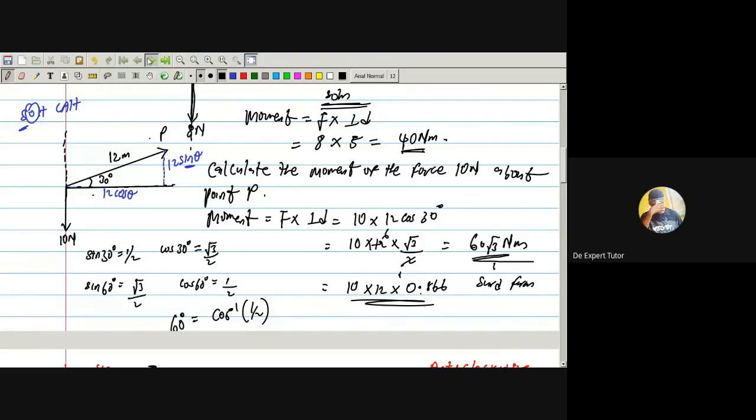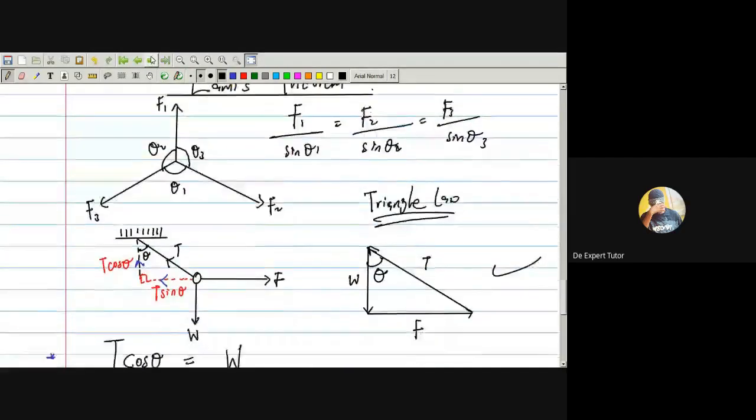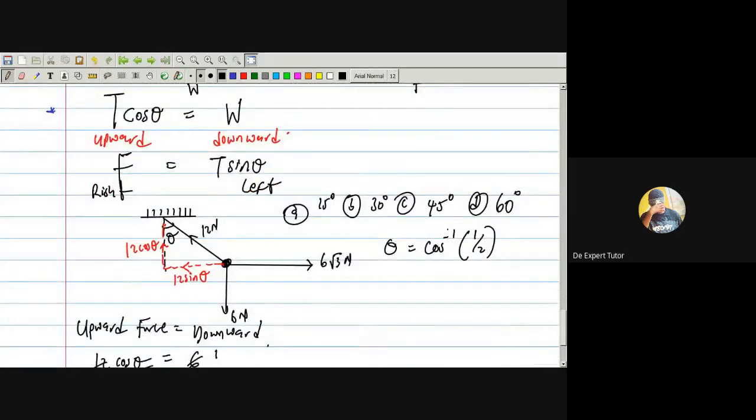Exactly. It means that what I'm having here, arc cos of 1 over 2, is saying: cos of what angle will give you 1 over 2? The answer is 60 degrees. And my answer is option D. Option D. As simple as that.